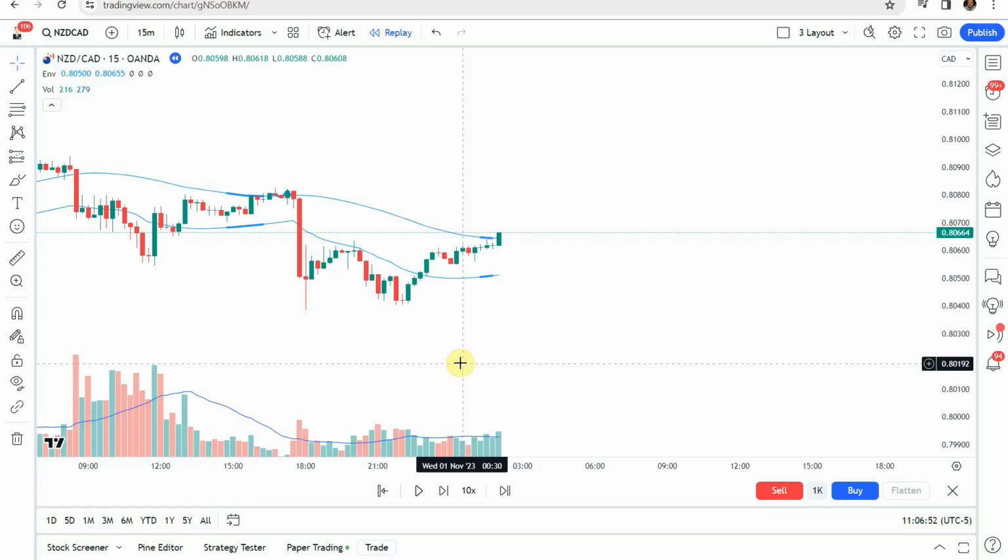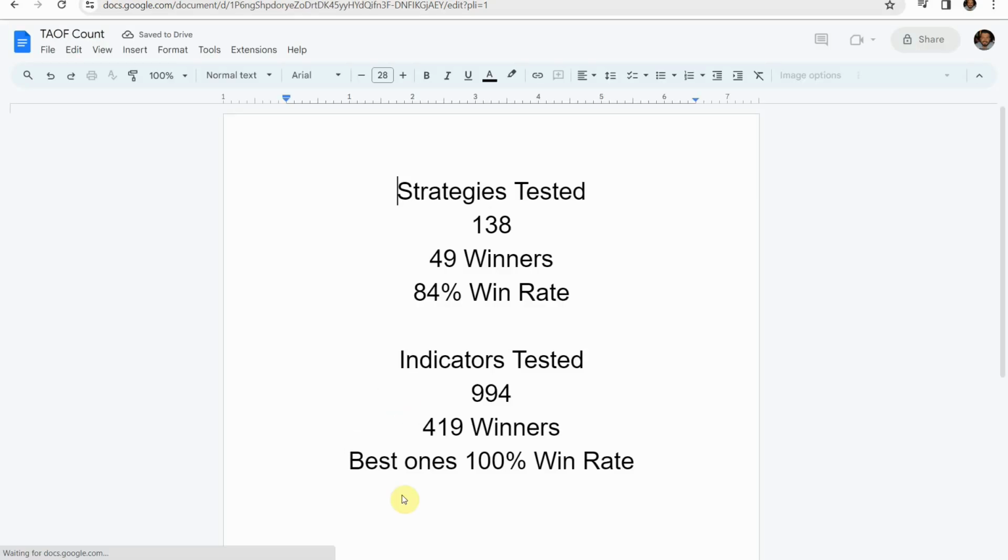Alright, as I said, today we will be testing a 15-minute day trading strategy. Before we do though, I wanted to put the testing scoreboard up for everyone to see. So to date, we have tested a total of 138 different strategies, with 49 of them being winners. The best one so far was able to achieve an 84% win rate. That is the Academy of Forex strategy with the Z-score probability indicator. We have also tested a total of 994 indicators, with 419 of them being winners.